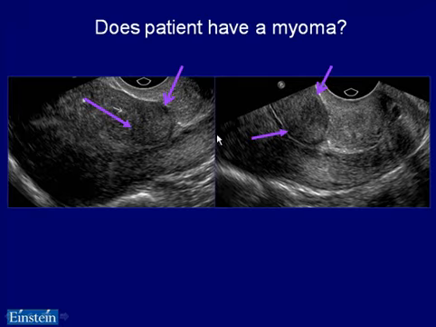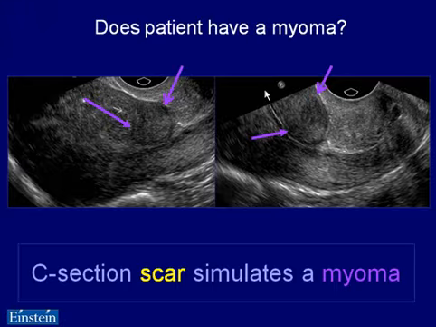Here's a patient on transvaginal imaging, also a history of a cesarean section, and the person imaging was questioning this region as a myoma. And you can see it here and here. Does this patient have a myoma? This is actually a cesarean section scar simulating a myoma.